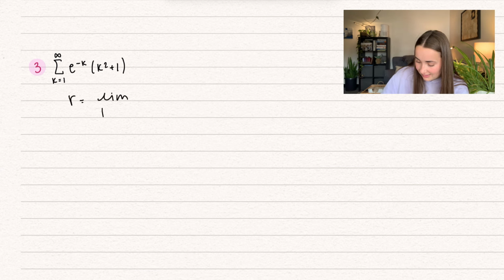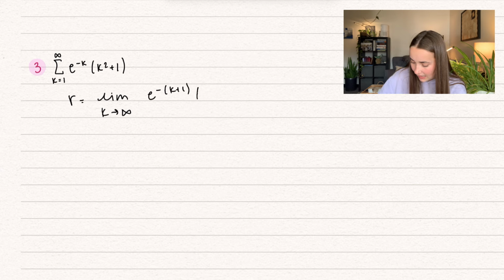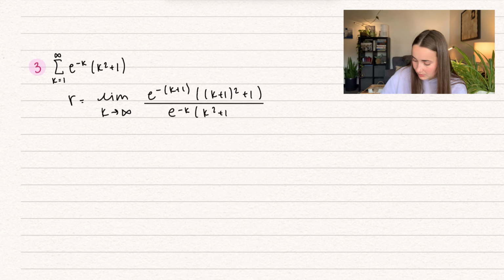We have the limit as k approaches infinity, and here you can actually just write it as a fraction, right? So that's going to be e to the negative k plus 1, because I'm adding 1 to k, times k plus 1 quantity squared plus 1, and then all of this divided by the original, so e to the negative k times k squared plus 1. Let's go ahead and do some simplification.